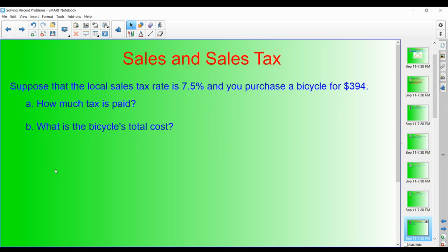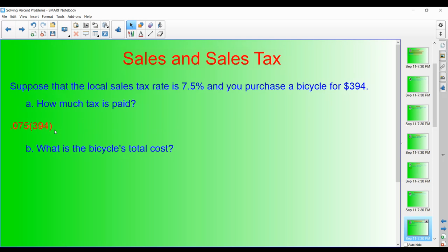Now we can look at tax. So tax is a percent added on. So this is saying what is 7.5% of 394. So 7.5% of 394 is $29.55. So that's how much tax I paid.